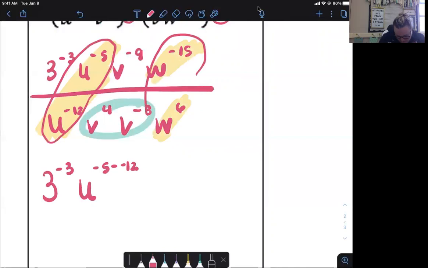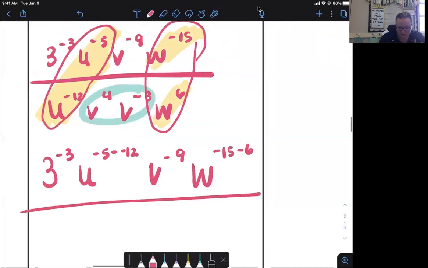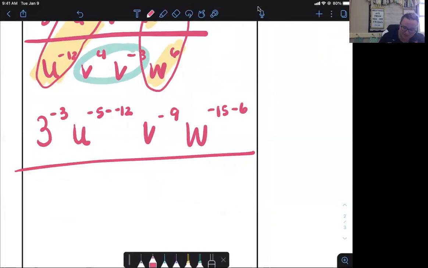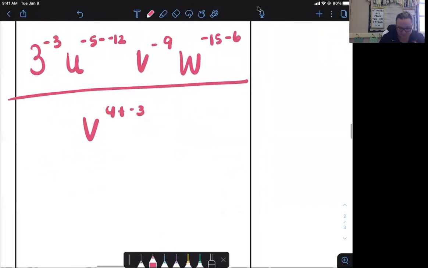For these guys, again, I'm going to subtract my exponents. I'm going to have w to the negative 15th minus 6 all over. And then in the denominator, I still have v to the 4th plus negative 3. So I'm going to leave 3 to the negative cubed alone for just a second.